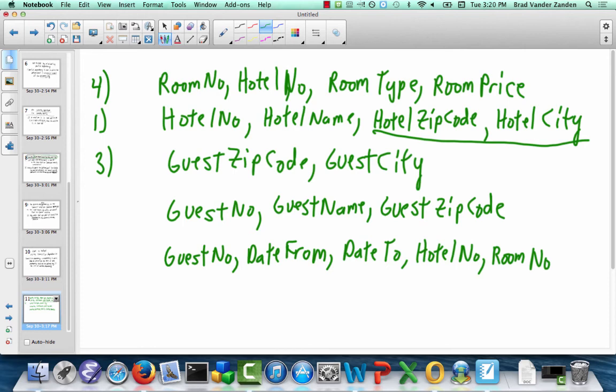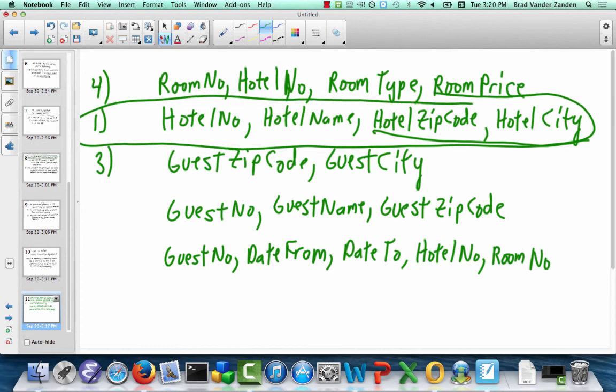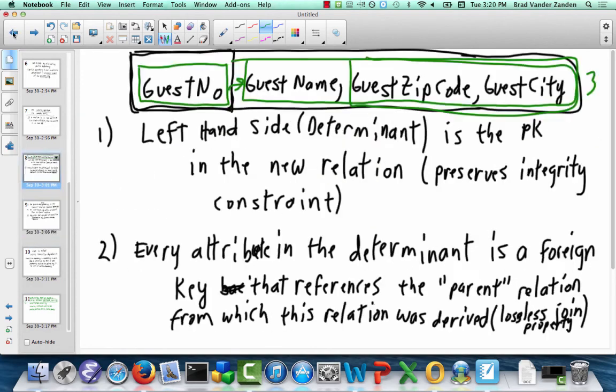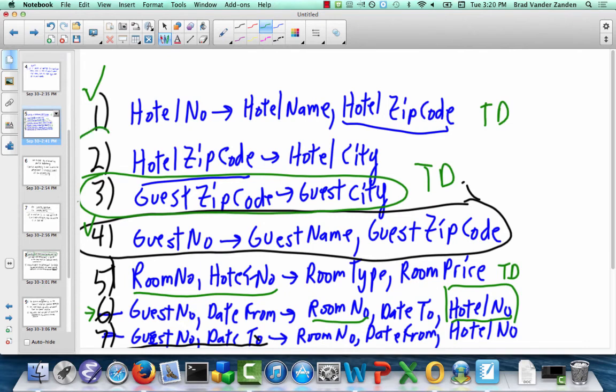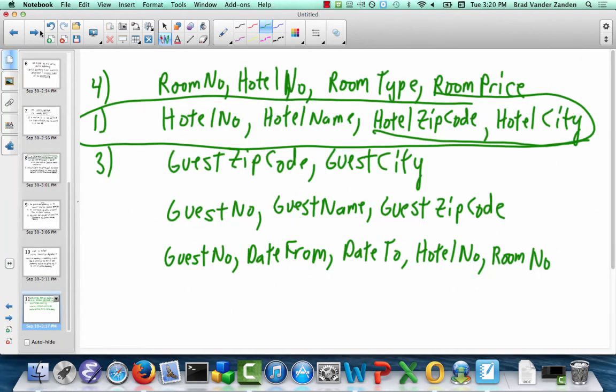Okay? Now, the second mark. We're not done. We have to recursively apply this rule to all of our relations that we got. So one of the relations we got was this one. And this relation is not yet in third normal form because it has itself a transitive dependency in it, which is number 2. If you go back here and you look at 2, you see that we have hotel zip code determines hotel city. Okay, and you see that that is actually a transitive dependency that's embedded in our new relation.